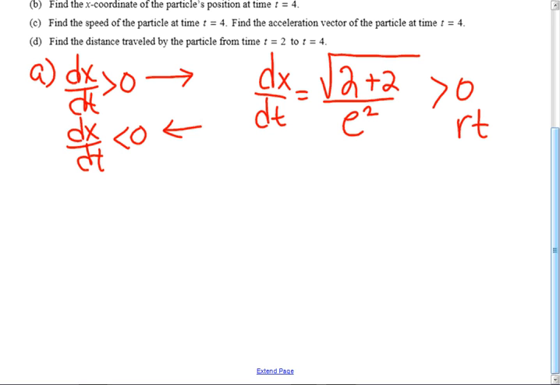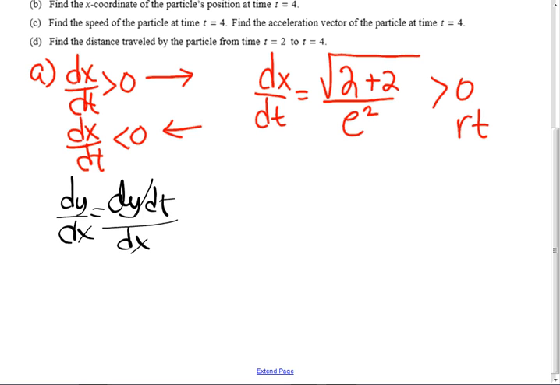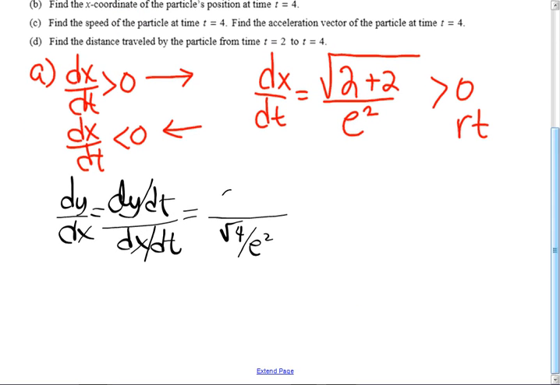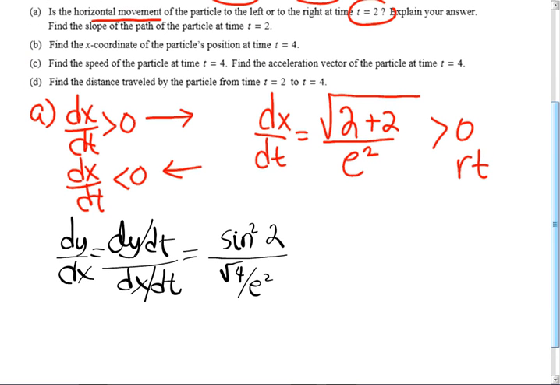Oh, and then find the slope of the path of the particle. That's easy too. How do you find the slope of the path? What are they asking for? dy dx. So it's dy dt over dx dt. I said this is an easy one. So that's equal to, well, dx dt is the square root of 4 over e squared. Can I just leave my answer complicated like that? Yes. Don't use your calculator unless you really have to. And it's the sine squared of 2, was it? 2. That wasn't so bad.